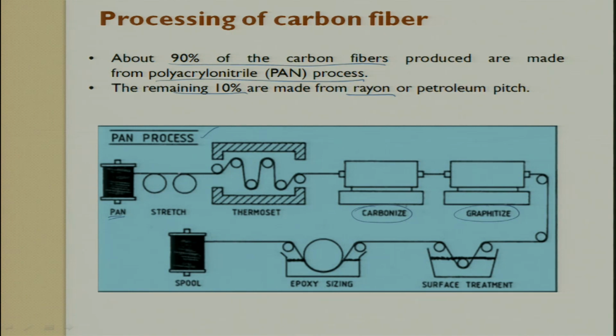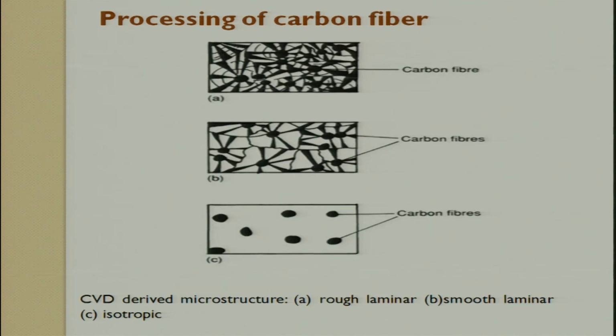So, they are brought to high strength and then they undergo a thermoset, where it expands through a series of rollers, then carburizing, then graphitizing, then surface treatment, epoxy sizing, and then the spool. So, this is the processing of carbon fiber.